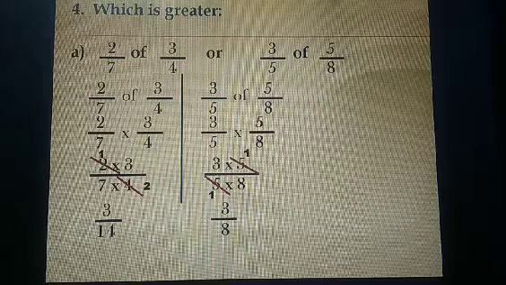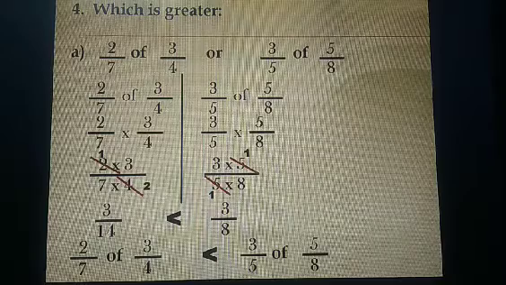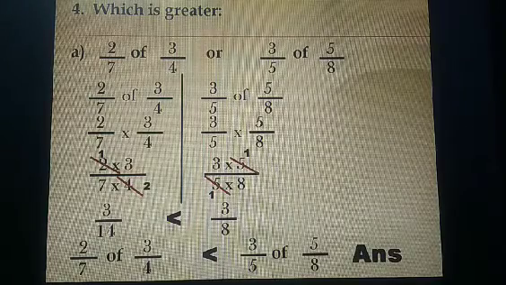Now here both the fractions are having different denominators, but the numerator is same. So when the numerator is same, the fraction with smaller denominator is the greater one. So here the second fraction is greater. So we will write the final answer statement as the first sum is less than the second sum. This is your answer statement.